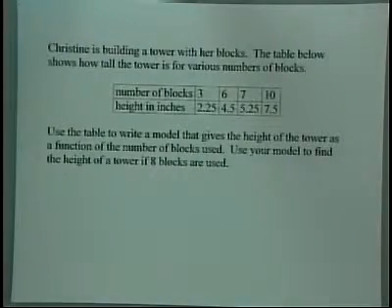The first thing we want to do is use the table to write a model that gives the height of the tower as a function of the number of blocks used. To get to that answer, let's follow through the INVESTS procedure that's outlined in your textbook.